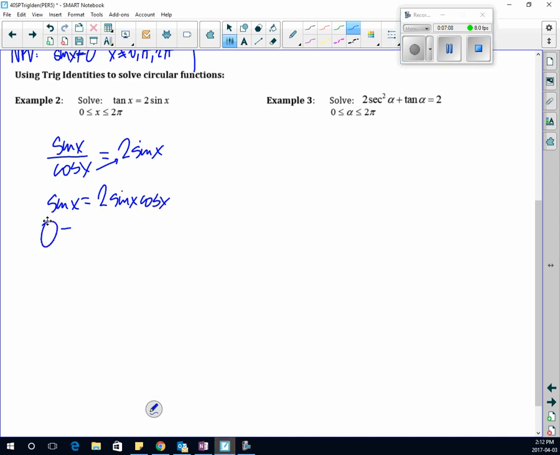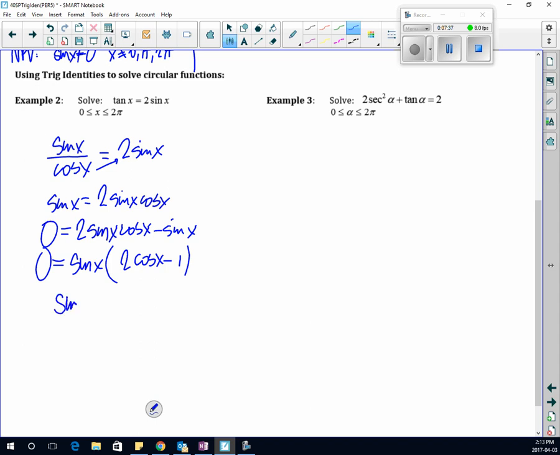I would definitely do that. Very good. 2 sine x cos x, and that would be minus sine x. Okay. Now what? Never divide by sine x. Why? You could be dividing by 0. So what's the next step? Very good. Factor out a sine x. We're left with 2 cos x minus 1. Then what?